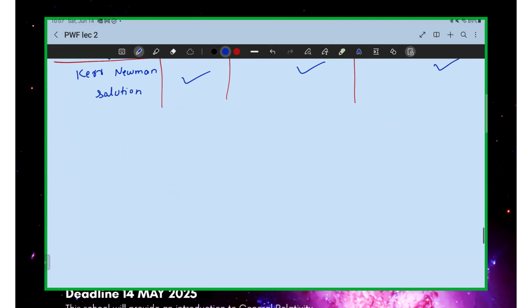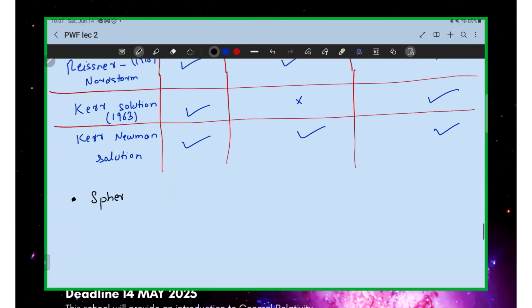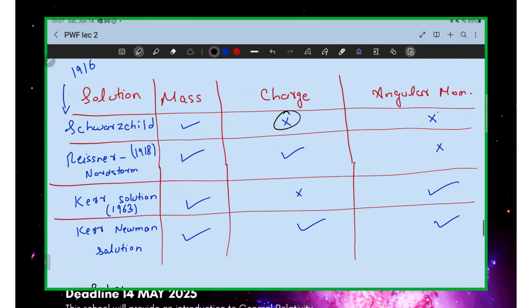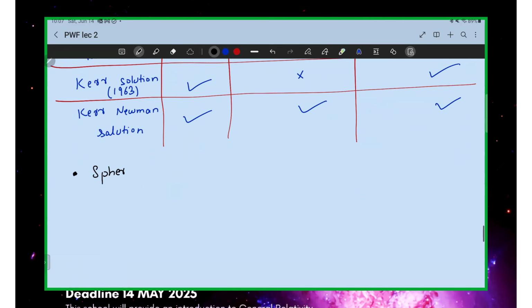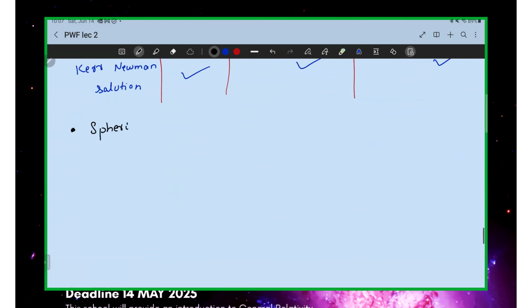So we will derive the Schwarzschild solution today. What are the features of the Schwarzschild solution? One feature is that it is spherically symmetric. You already know that it doesn't have any electrical charge or angular momentum, but it also has spherical symmetry. And the second thing is that it's static, which means that there is no time dependence.